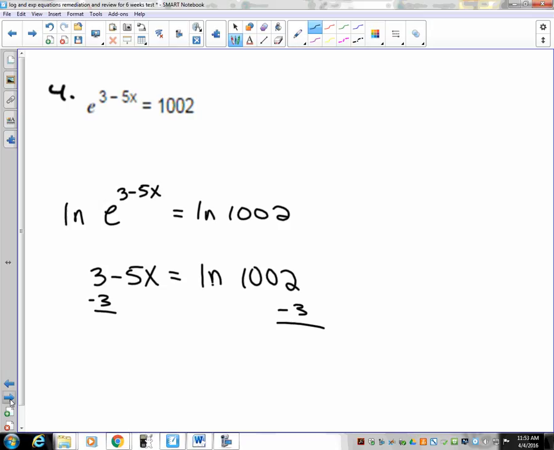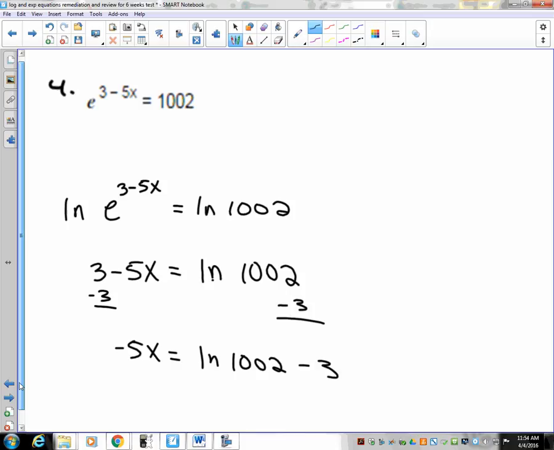Okay? And y'all got to understand the natural log of something, when you take a log of something, that is an exponential operation. And we do exponents before we subtract, don't we? That's why you can't do that. Okay, so it's really tempting to do that. Now that leaves me with negative 5x equals natural log of 1002 minus 3, like that, right? Okay, so not natural log of 999. Okay? All right. Now what?